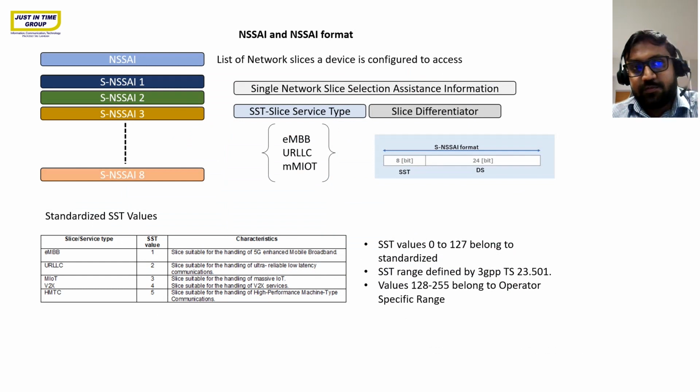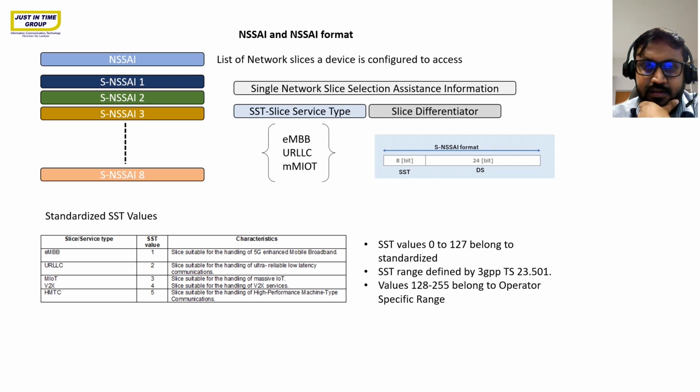So I previously explained network slice selection assistant information, which is used to denote a network slice that we create. Typically a user equipment could have up to 8 network slices, and 3GPP has defined that network slice selection assistant information has two parts. One part is a slice service type, and the other part is slice differentiator. And the slice service type is an 8-bit value that you can use.